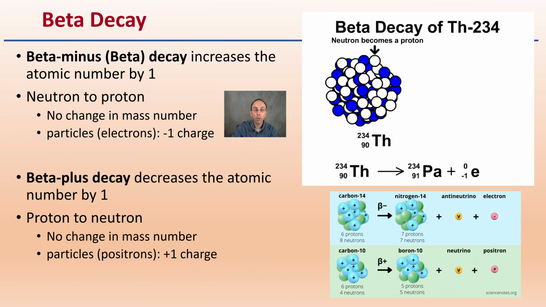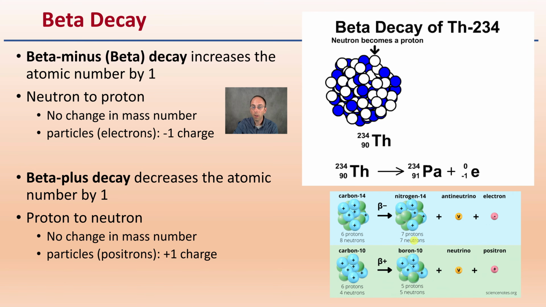That beta minus, or just regular beta decay, increases the atomic number by 1, as a neutron becomes a proton, and there's no change in the mass number. The particles, or electrons, have a -1 charge. The beta plus decay decreases the atomic number by 1. The proton goes to a neutron, there's no change in the mass number, and the particles, or positrons, have a +1 charge.